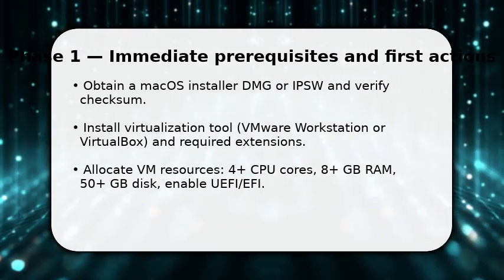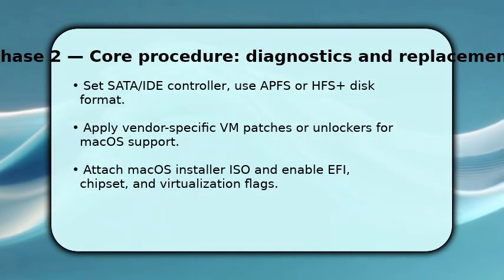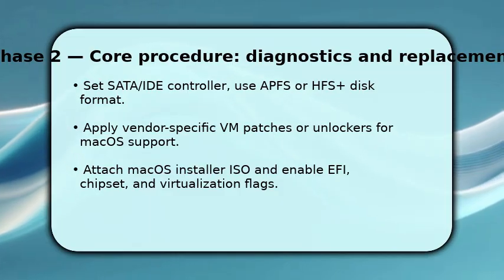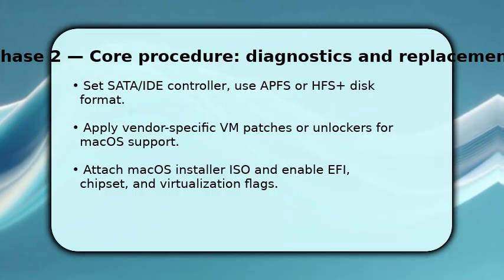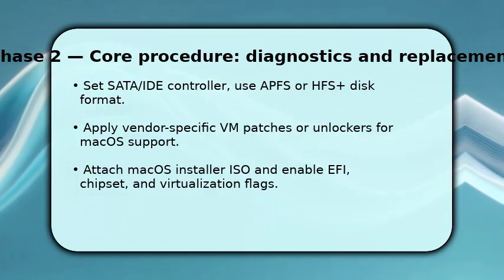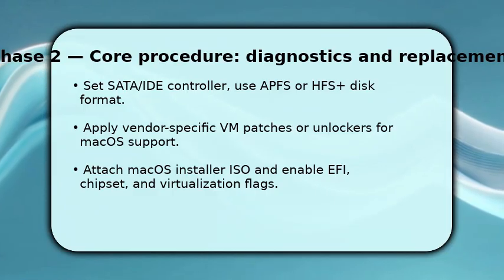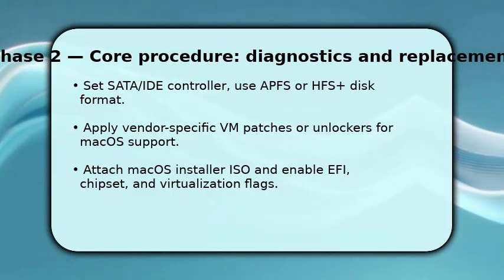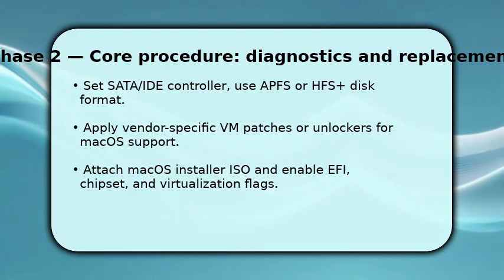Next, configure the VM's firmware and storage. Use an EFI boot, set the disk controller to SATA, and format the target virtual disk as APFS if installing modern Mac OS. Then apply the virtualization tools Mac OS Unlocker or Patcher. This adds Apple-specific firmware and device ID so the installer recognizes hardware. Attach the Mac OS installer ISO or converted IPSW to the VM's optical drive. Enable CPU virtualization flags and disable unnecessary devices.